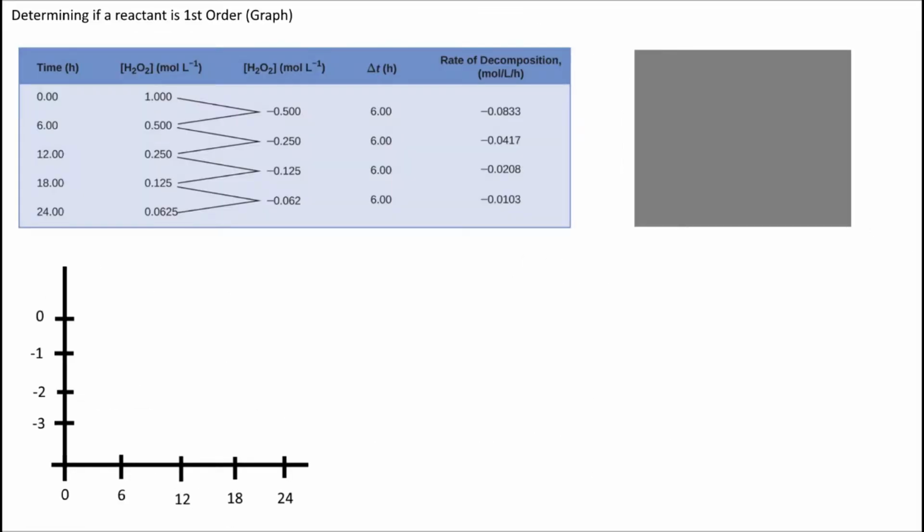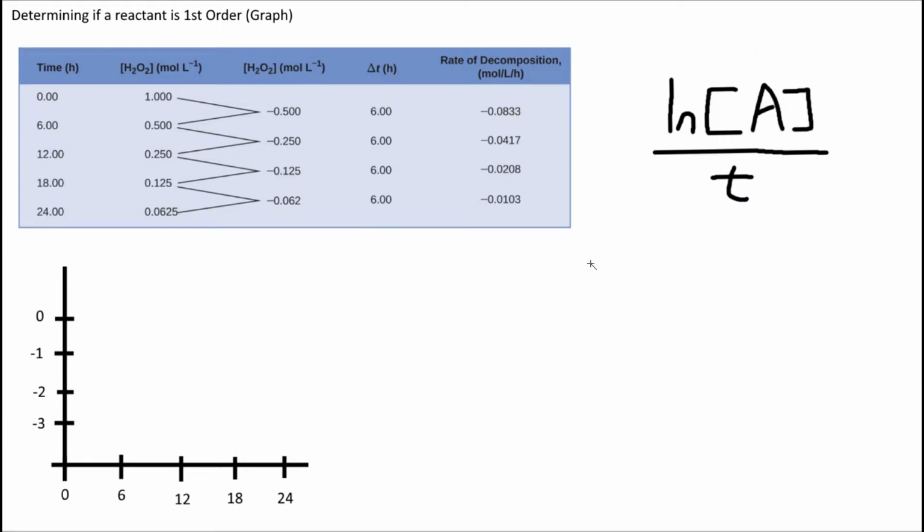So there is a certain way of determining if a reactant is in the first order, and that's by graphing it out. Whenever you graph a set of data using this equation on the right, which is the natural logarithm of the concentration of A versus T on the x-axis, then if you get a straight linear line, that reactant is guaranteed to be in the first order.